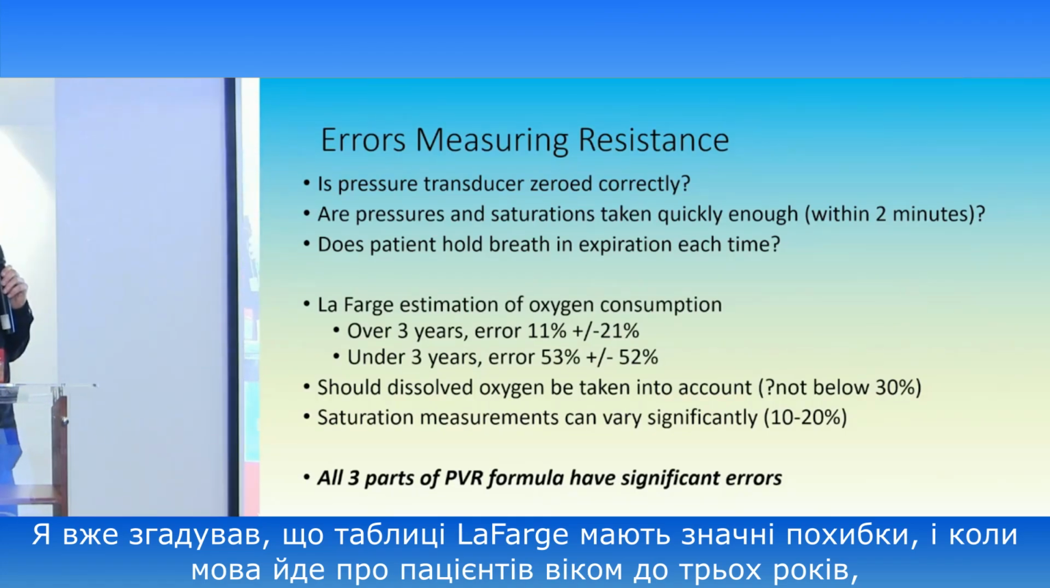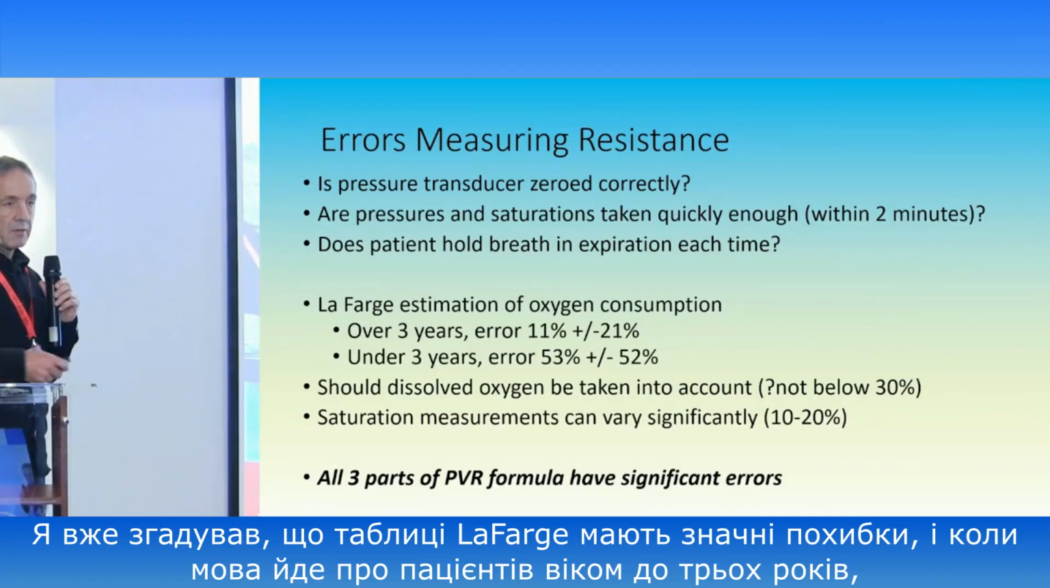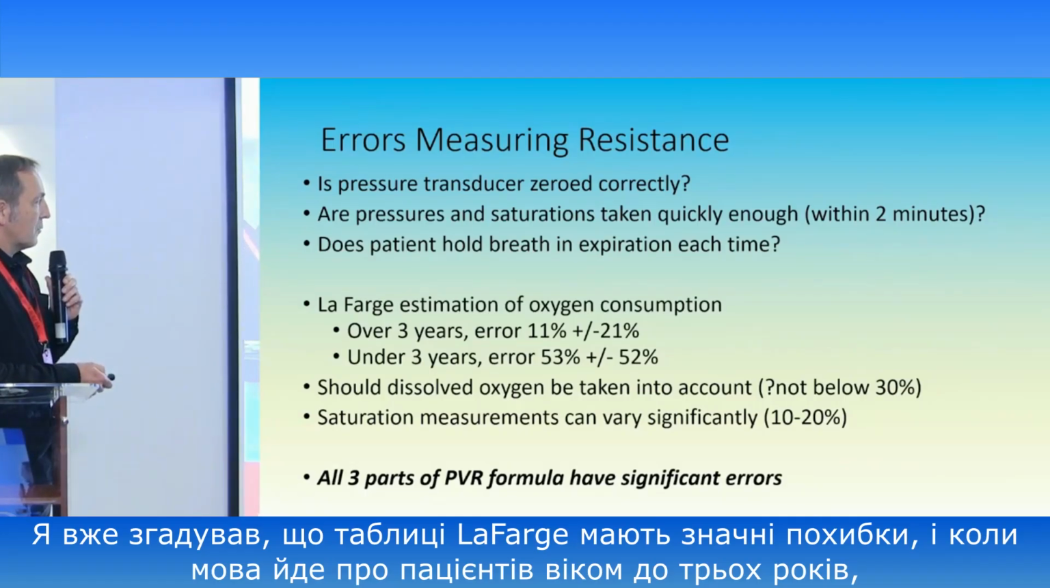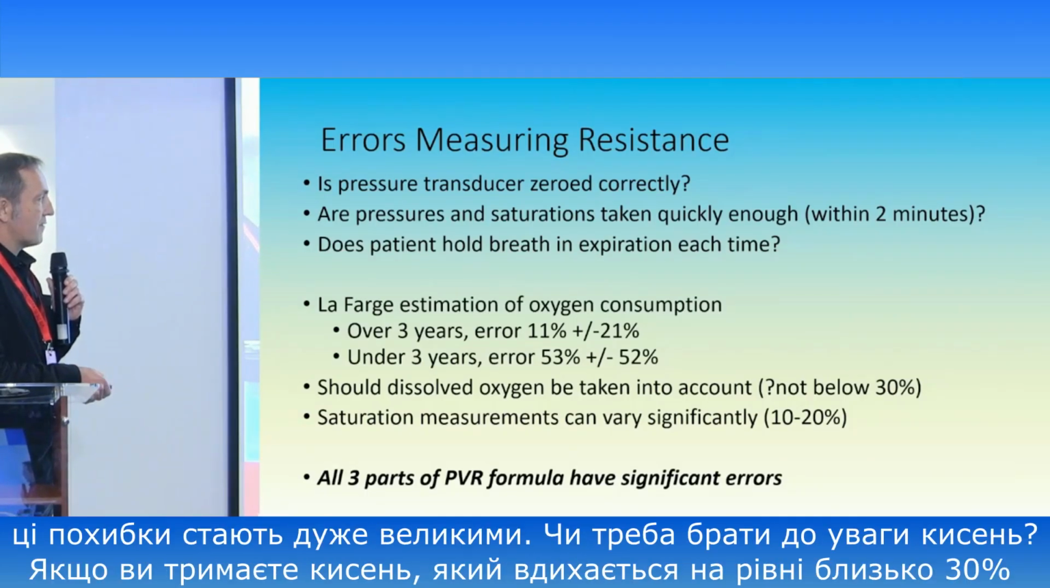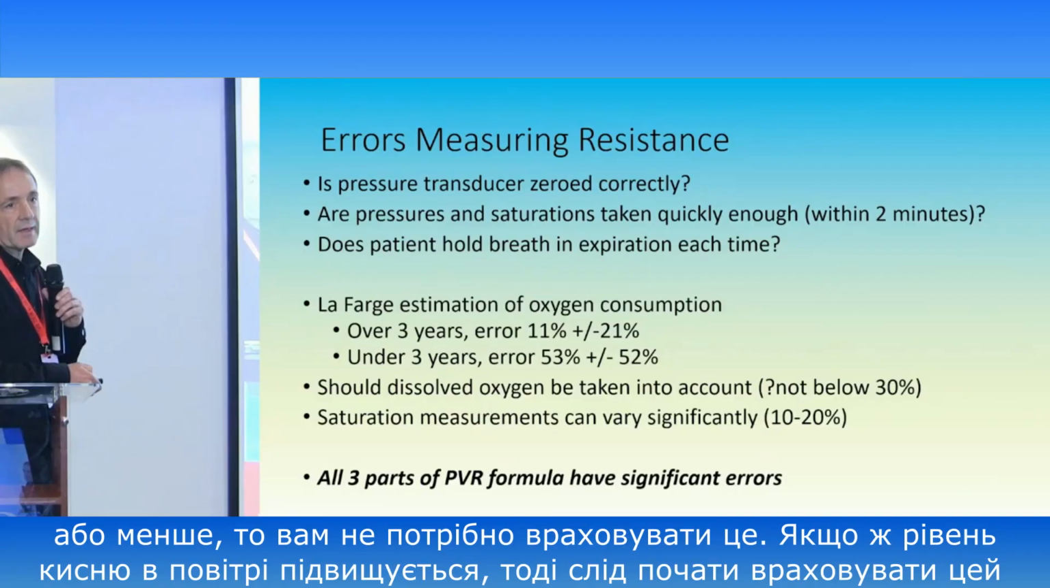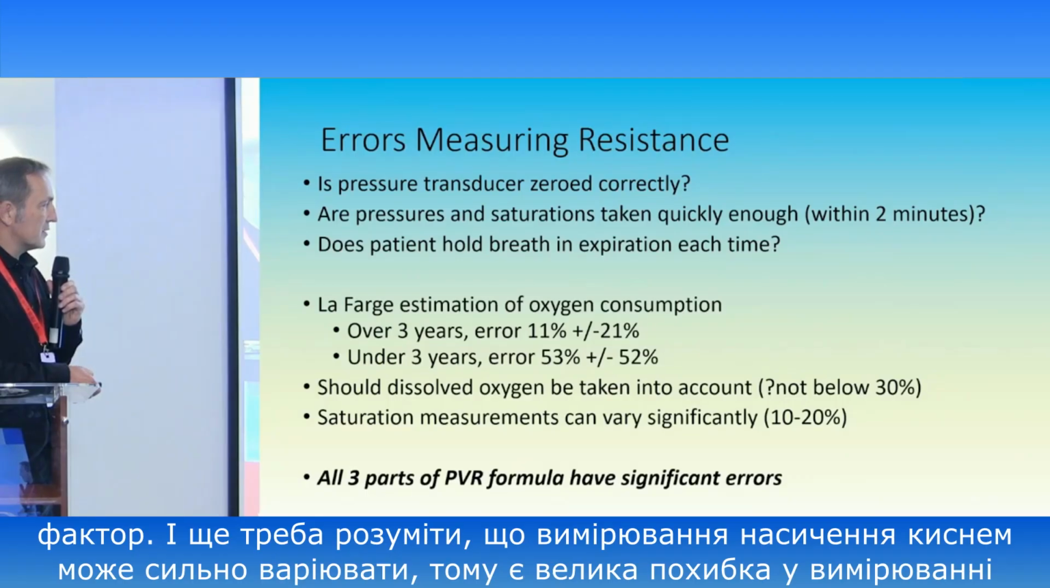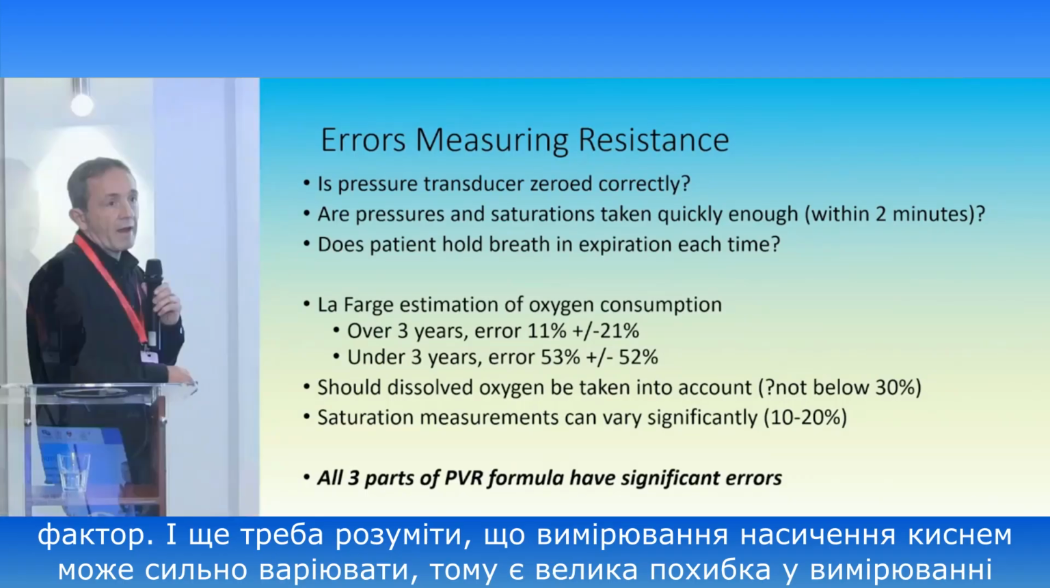I've already mentioned that the Lafarge tables do have quite significant errors, and when you go down under 3 years of age, they're very big. Should we take into account dissolved oxygen? If you keep the inhaled oxygen down around 30% or less, you don't have to take that into account. When you go above it, you do have to start taking it into account. And then you've got to realise that saturation measurements vary a lot, that there's a big error in measuring the saturation.